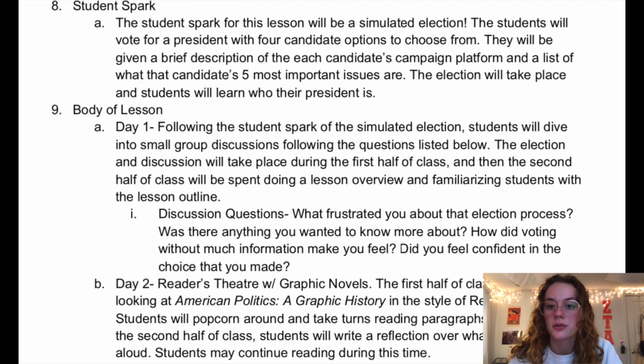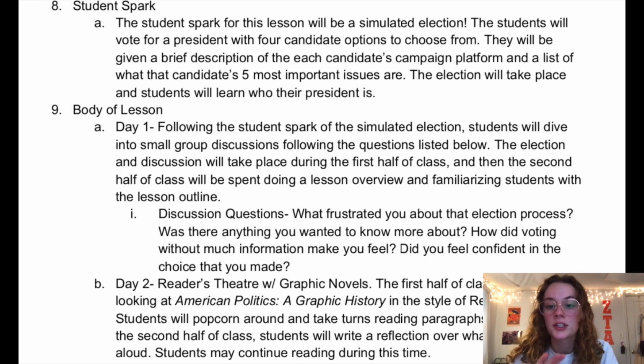Something that I tried to do throughout my lessons and in this lesson is create creative engagement in the body of the lesson. So the student spark for this activity is a simulated election, which I think is going to be really fun. You can see the description written above. And for the first day, it's going to be the simulated election. Students will participate in that, and then a discussion will follow about the election.